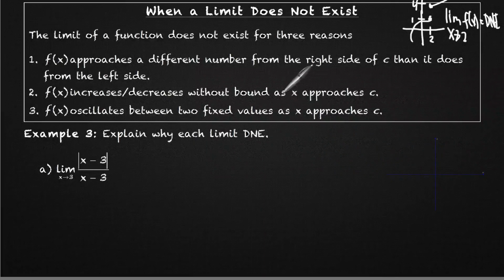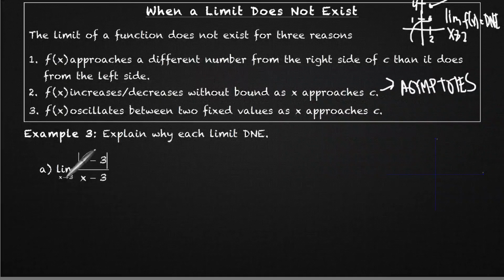Second reason is if the y value goes to infinity as x is approaching a certain number. This normally happens at asymptotes. So if you have an asymptote, then as you get closer to that asymptote, the y value is going to be going up to infinity or down to negative infinity. And then the last situation is if the y value is oscillating between two fixed values as x approaches c. So let's just see if we can determine why each limit does not exist.